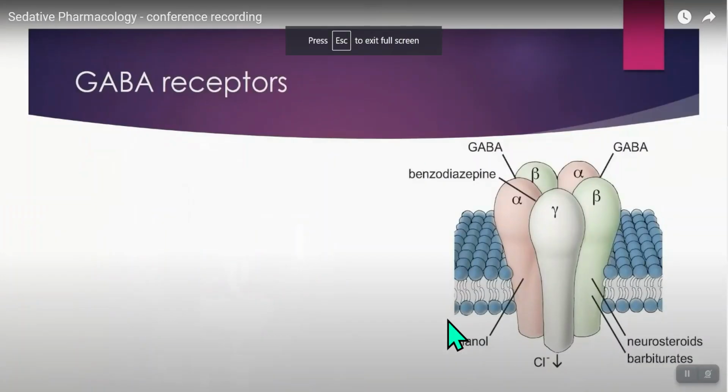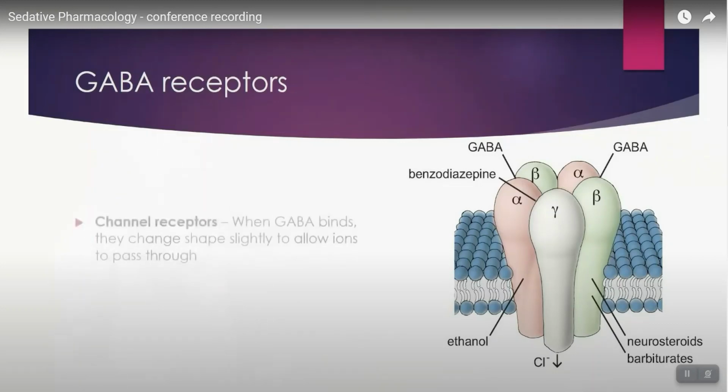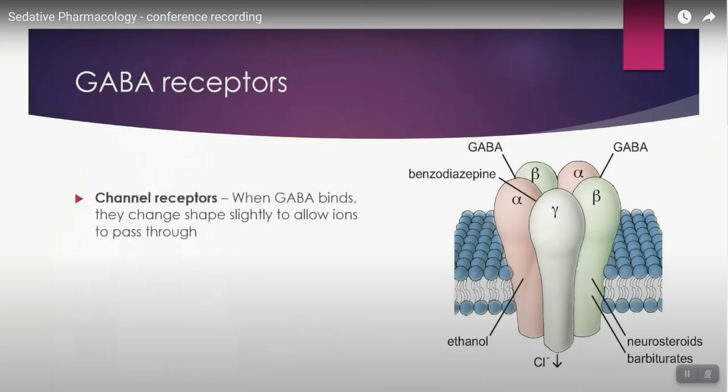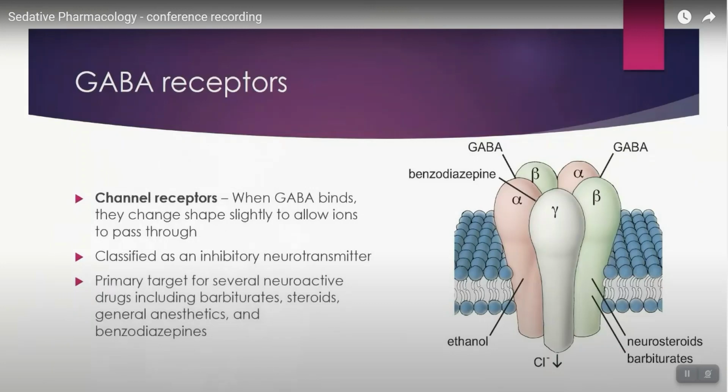So I feel like we can't talk about sedative pharmacology without first understanding how GABA receptors work. These are channel receptors, and when GABA binds these channels, they change shape to allow ions to pass through, mostly chloride ions. It's classified as an inhibitory transmitter, and the primary target for several neuroactive drugs like barbiturates and steroids, general anesthetics, alcohol, benzodiazepines.